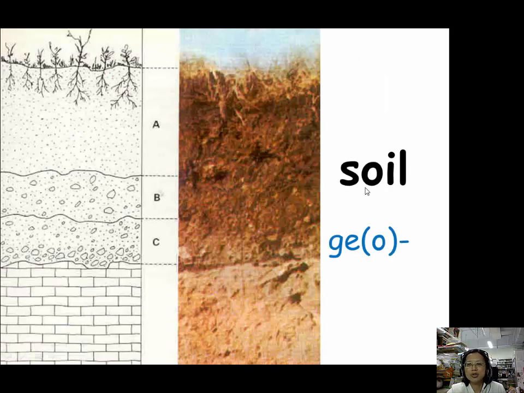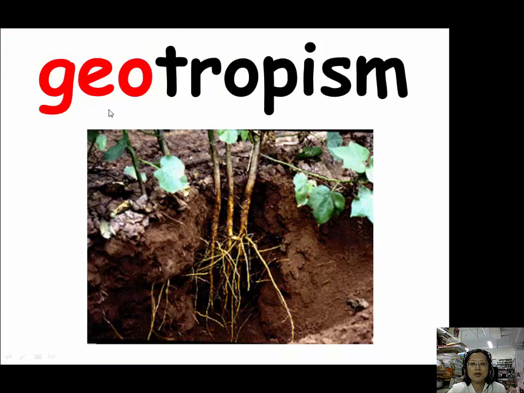When we want to talk about soil, we could use this prefix, geo, G-E-O. And our example is geotropism. Geotropism is the movement of a plant in response to gravity, either downward or upward. Like in this picture, the roots of the plant have positive geotropism, and the shoots, the part above the ground, have negative geotropism, meaning they move against gravity.